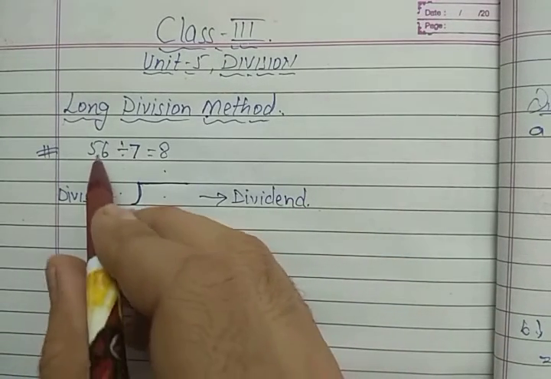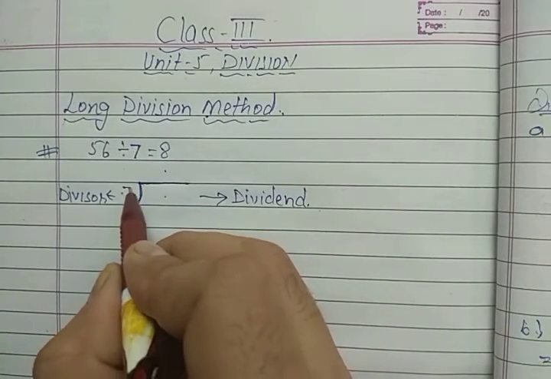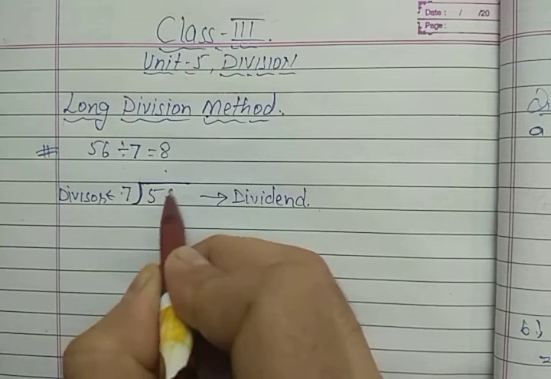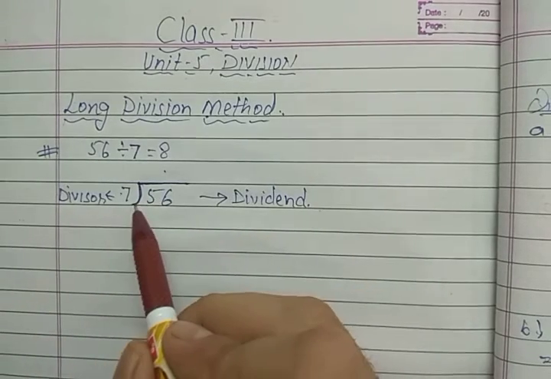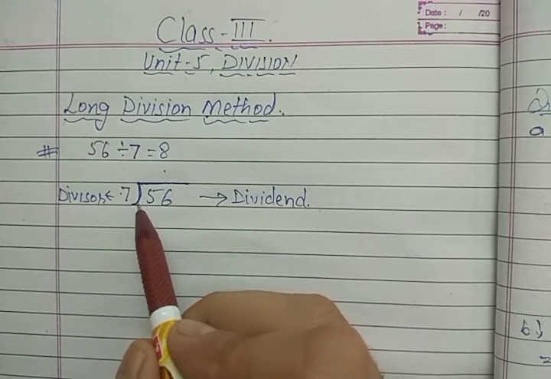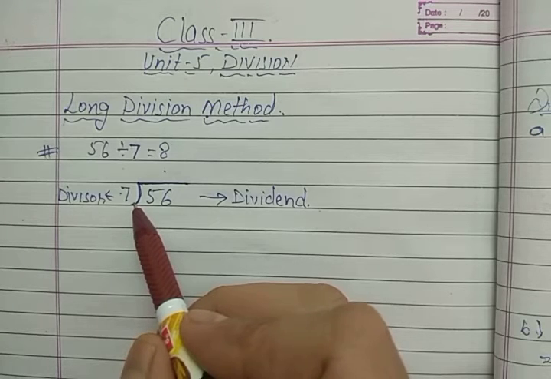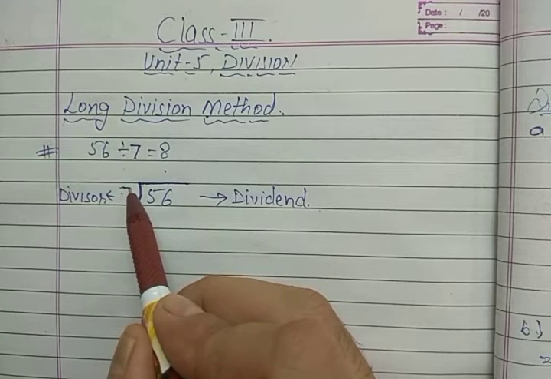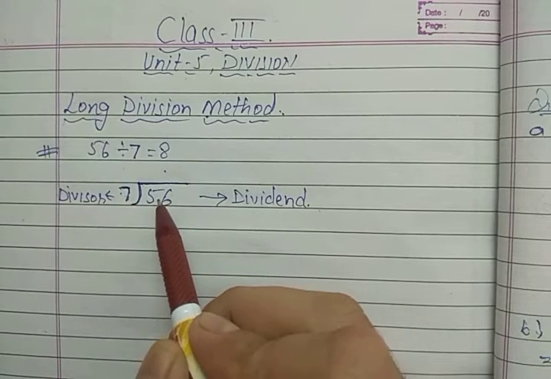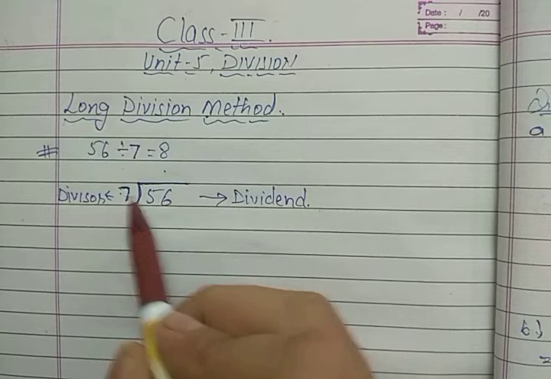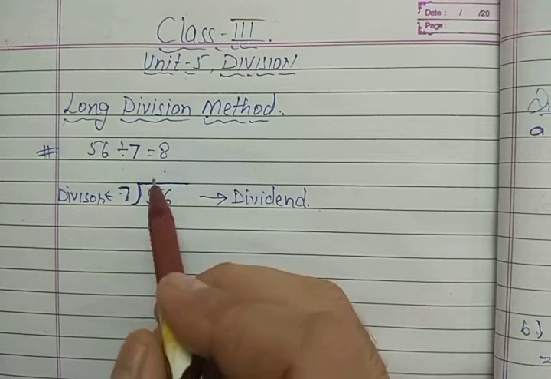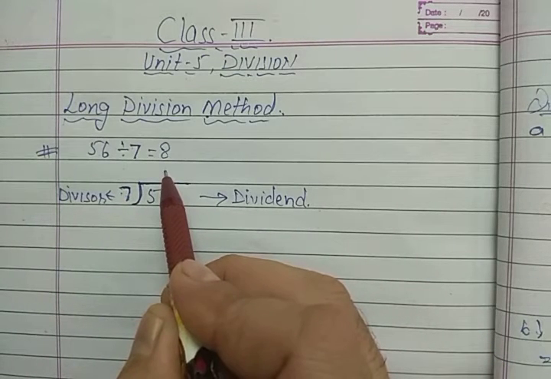Now what is the divisor here? The divisor is 7 and the dividend is 56. So in this way we have to write, and then in the same way we have to recite the table of the divisor till the dividend. So 7 8s are 56. So we have to write the quotient here.